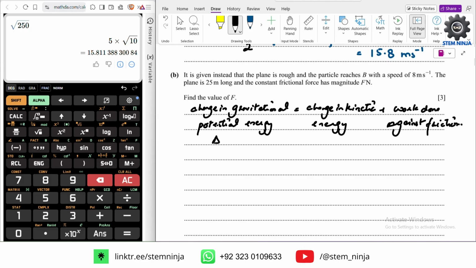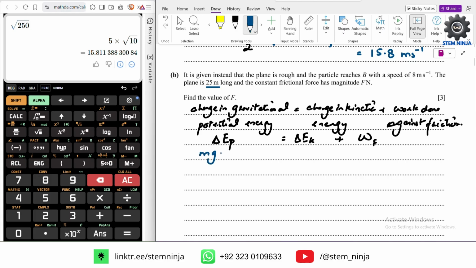Okay, so change in EP is equal to change in EK plus work done against friction, let's call it. So what this basically means is that the total change in potential energy is not only resulting in a change in kinetic energy, but it is also resulting in some energy lost against friction. So AB now is 25 meters, so basically almost the same thing.